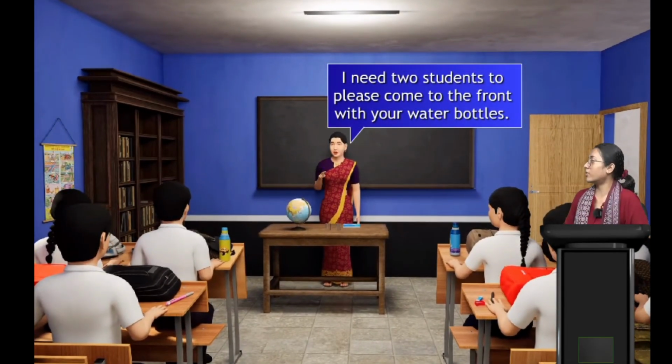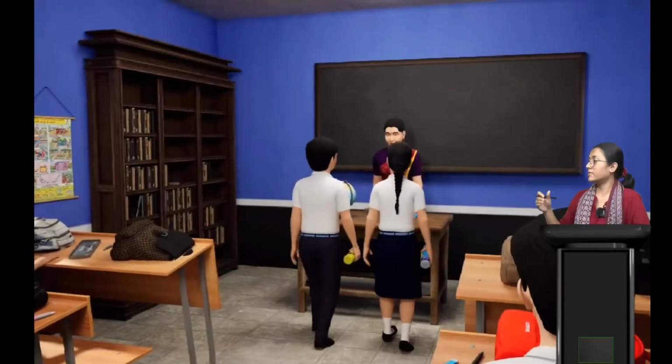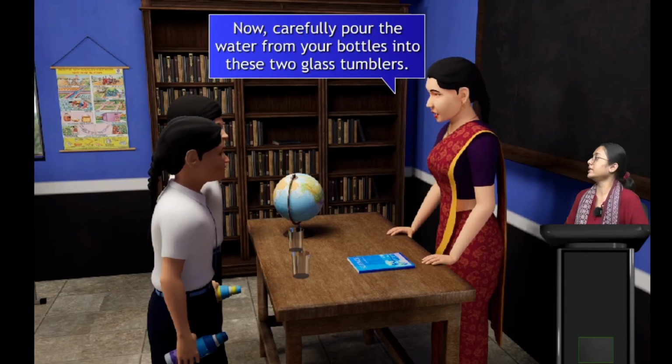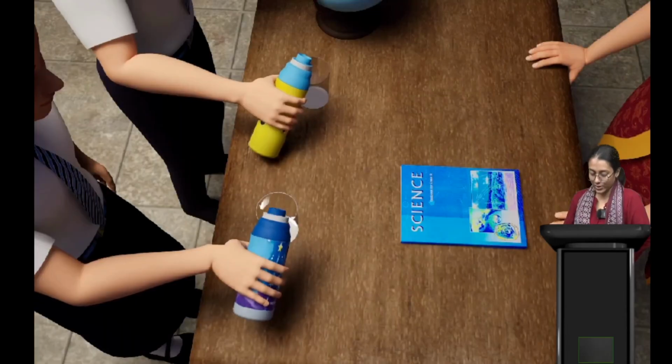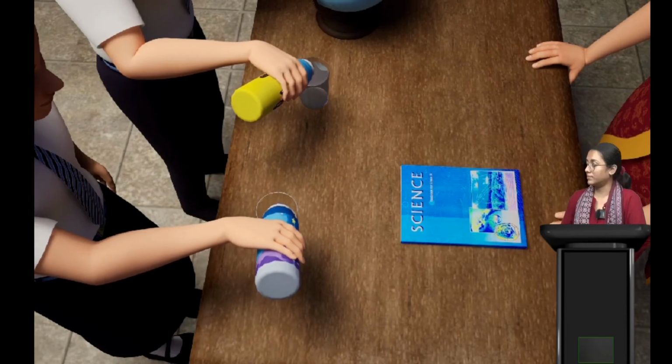So, I need two students to please come to the front with your water bottles. Now she is calling her two students. Any one of them can come in front of her and they have to bring their water bottles. So two of them went in front of her desk with their water bottles. Now, what is she instructing? That now carefully pour some water from your bottles into the two glasses or tumblers. Okay, so let's see. Now they are pouring some water into the glass tumblers from their bottles.